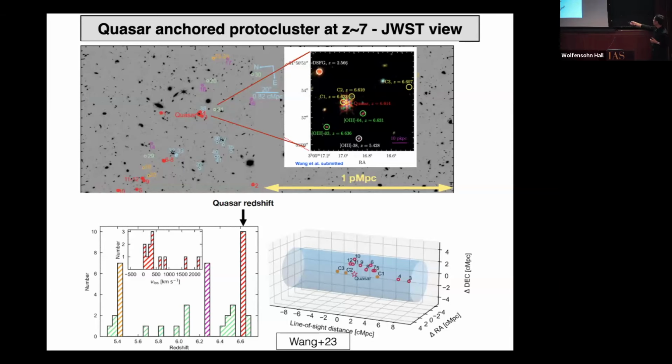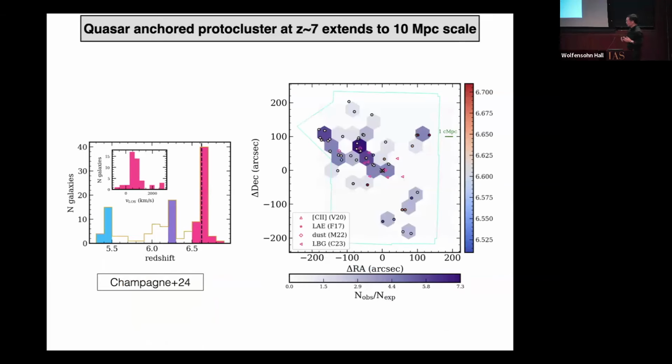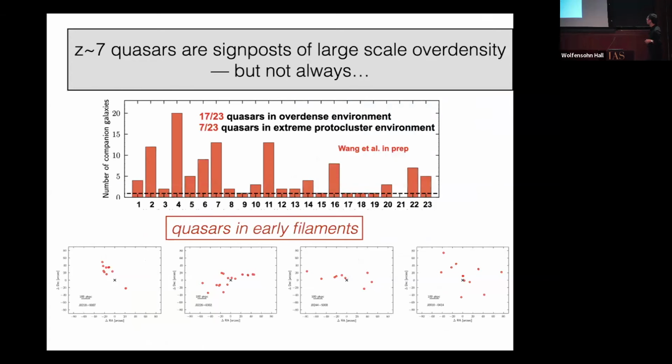And clearly, this one single field is not enough. We don't know how to extend. So we do now. This is the program that we did in cycle 2 of JWST, where instead of one pointing for the same field, we covered a much larger area. It turns out this protocluster probably extends to the order of 10 megaparsec for this particular case. So again, very cold structure over here. That's one case. Now we have 25.